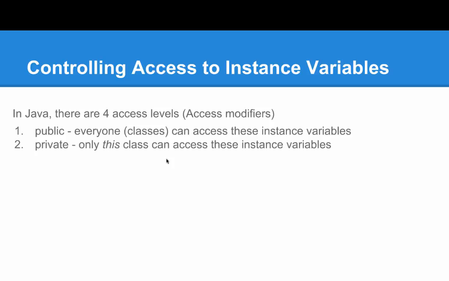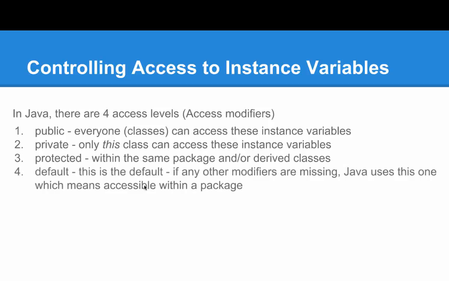If you instead use private, that means only this class can access these instance variables. No one else can. If it's protected, that means all classes within the same package or derived classes, which we'll talk about later, can access these instance variables. If it's default, that means if any other modifiers are missing, Java uses this one, which also means it's accessible within a package.